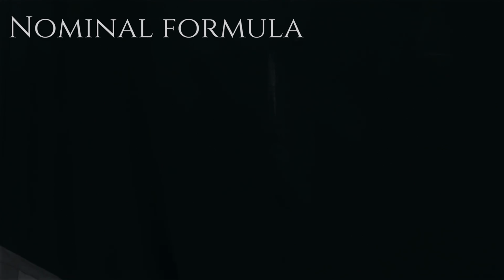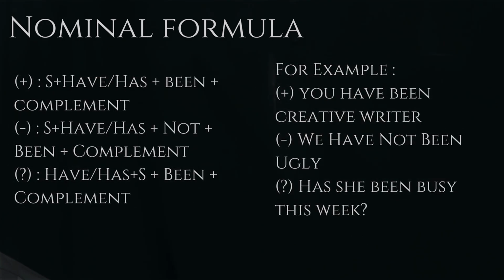Okay, the next formula is nominal. The first formula is positive, that is subject plus have or has plus been plus complement. In negative, that is subject plus have or has plus not plus been plus complement. In interrogative sentence, that is have or has plus subject plus been plus complement. For example, in interrogative sentence, has he been busy this week?